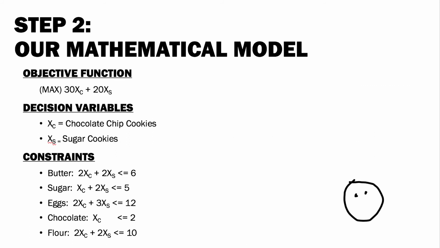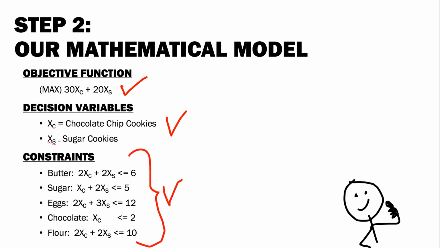And here we have a summary of the mathematical model we just made. Our objective function shows us that we're trying to maximize the amount that we make by selling batches of chocolate chip cookies sold at $30 and batches of sugar cookies sold at $20. Our decision variables represent the decision we'll be making on how many chocolate chip and sugar cookies we'll be making. And here we have set up the following constraints.